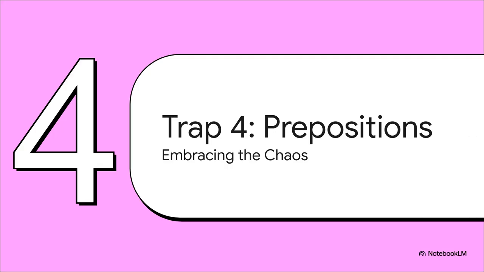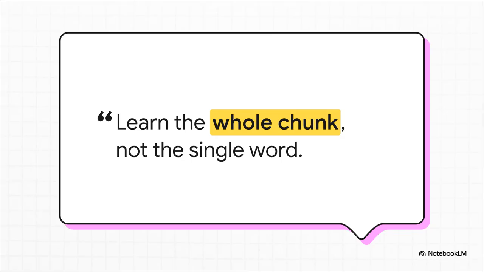Moving to trap number 4. Tricky preposition phrases. Embracing the chaos. Let's just admit right now that English prepositions often lack pure, unadulterated logic. I mean, why do we arrive at an airport, but we are in a city? It's enough to drive any learner crazy. But our source gives us the ultimate survival hack here. Learn the whole chunk, not the single word.